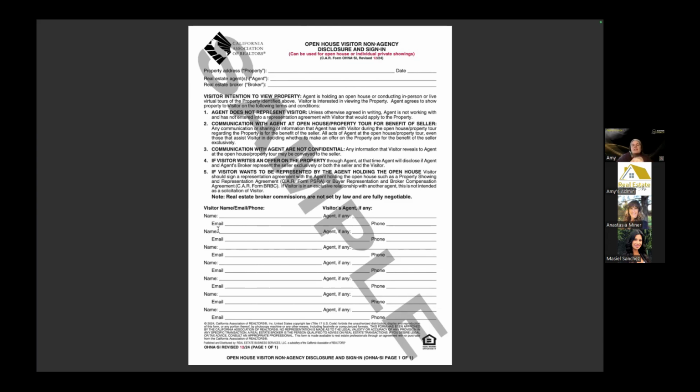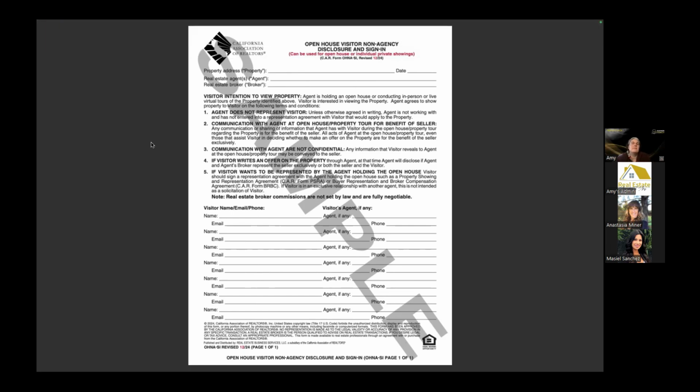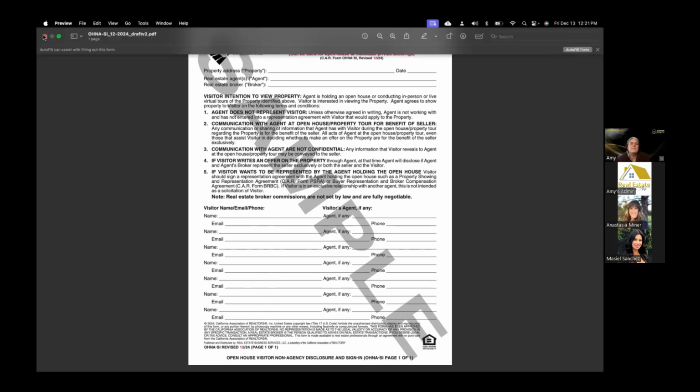Or like Anastasia said, she posts this in a nice little frame next to the sign in. I would just make sure on that sign in sheet where they're signing or putting their information that they have read and reviewed the open house visitor non-agency disclosure. You could even print up a little copy with the sign up sheets. They could take it with them. I don't know. Make it fun, but yeah, having it next to it and with a signature acknowledging it, it doesn't have to be on this form, it could be on your regular sign in will work.